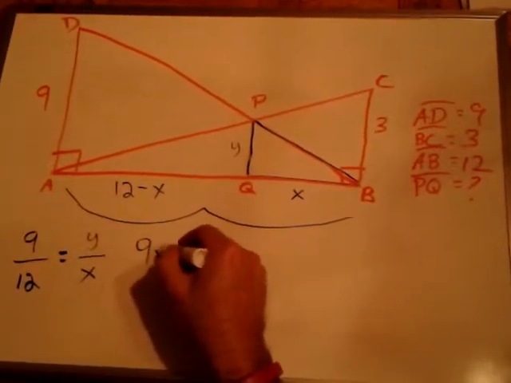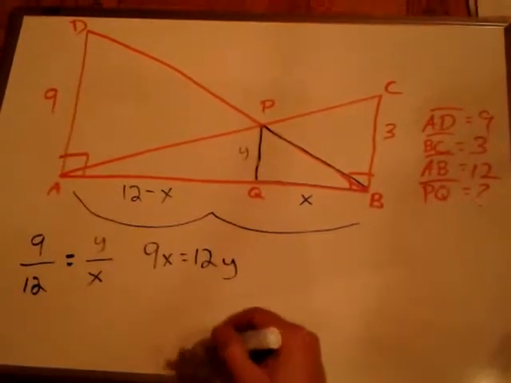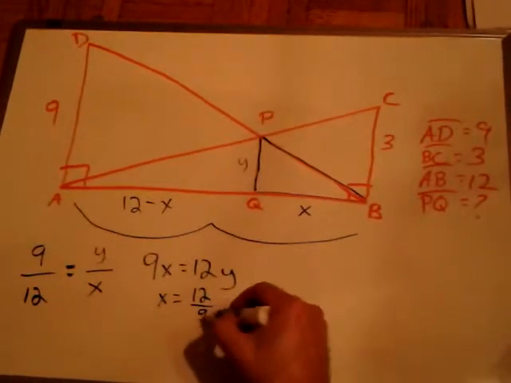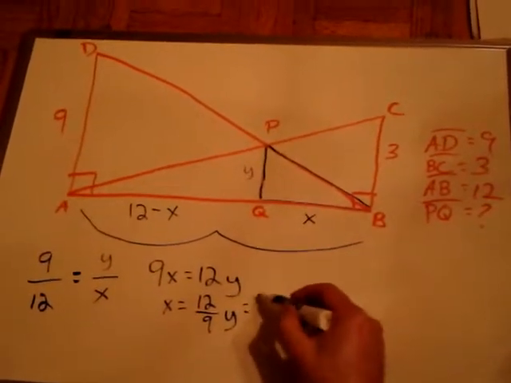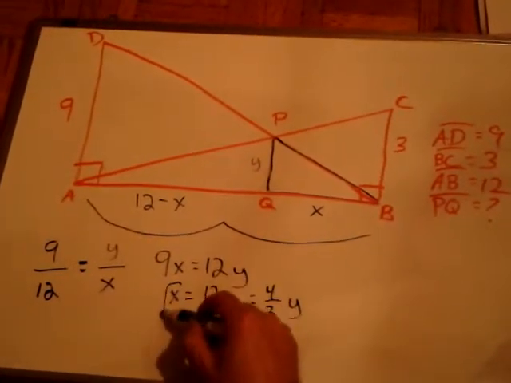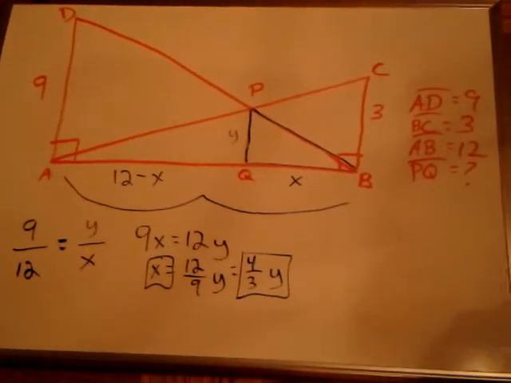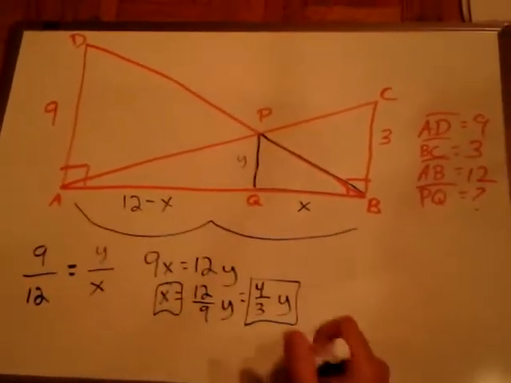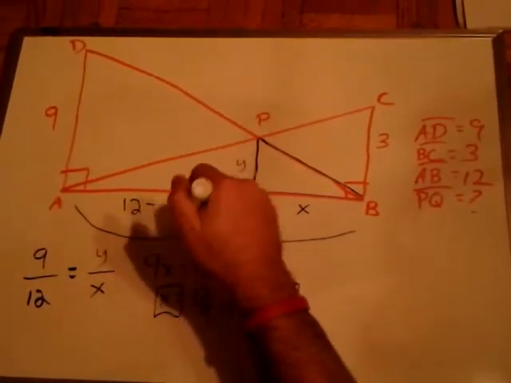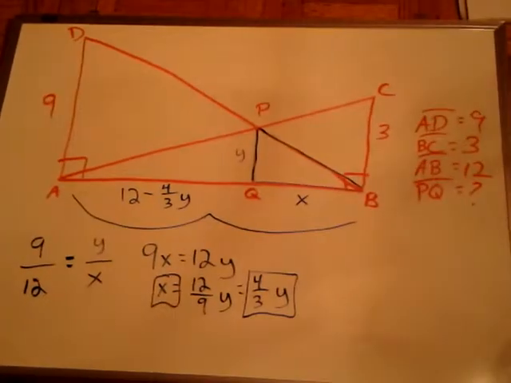So if I cross multiply, obviously I'm going to get that. And what I'm going to try to do is get something for x here, so I'm going to divide by 9, and I'll get 12 ninths y, which should reduce to 4/3 y. So I know that x is equal to 4/3 y. And what I'm going to do now, in the other triangle, instead of x, I'm going to put 4/3 y there. And now we can set up a proportion with just one variable.